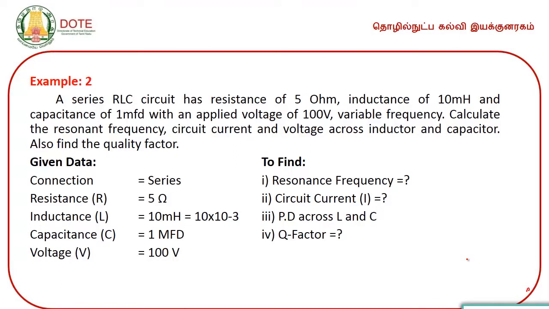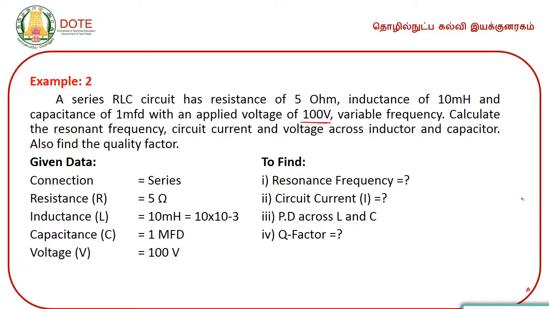resonant circuits. The first problem: a series RLC circuit has a resistance of 5 ohms, inductance of 10 millihenry and capacitance of 1 microfarad with an applied voltage of 100 volts. So, this 100 volts is nothing but an AC source, 100 volts, variable frequency. Calculate the resonant frequency, circuit current and voltage across the inductor and capacitor. Also find the quality factor.